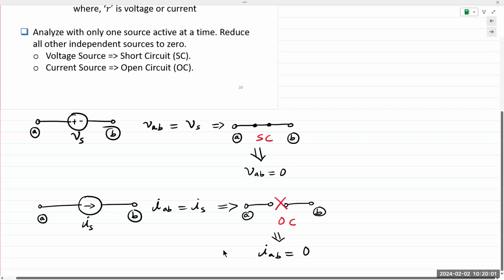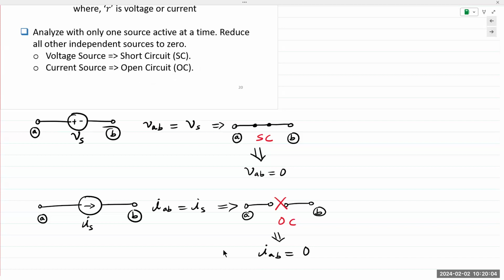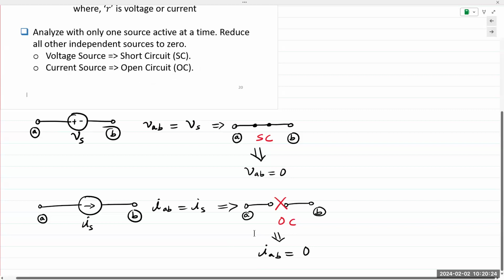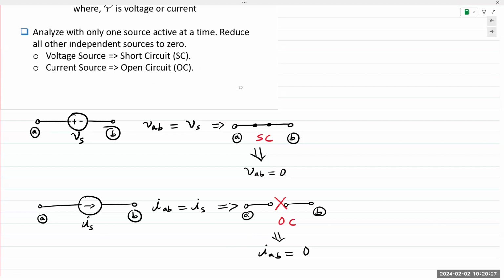Make sense? All right, 10-second pause. Let me know if you have any questions. Any questions at all? Okay, then let's move to an example.